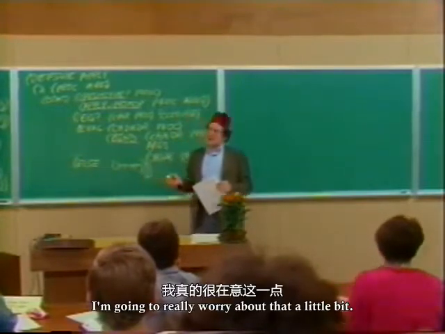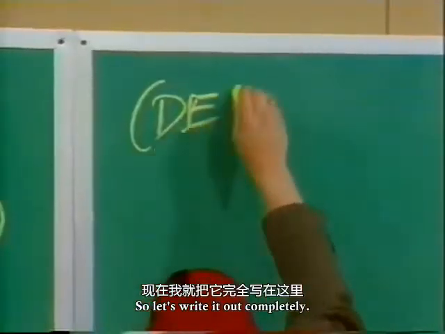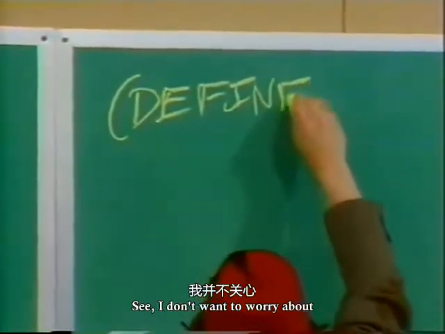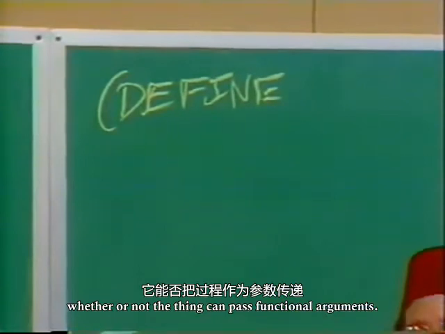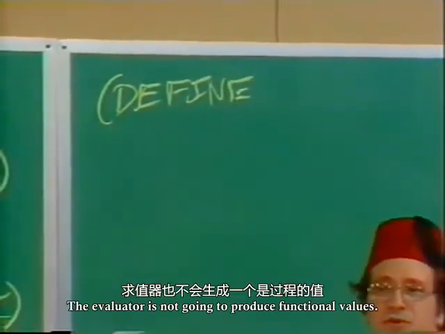Okay. I'm going to really worry about that a little bit. So let's write it out completely. I don't want to worry about whether or not the thing can pass functional arguments. The evaluator is not going to use them. The evaluator is not going to produce functional values.